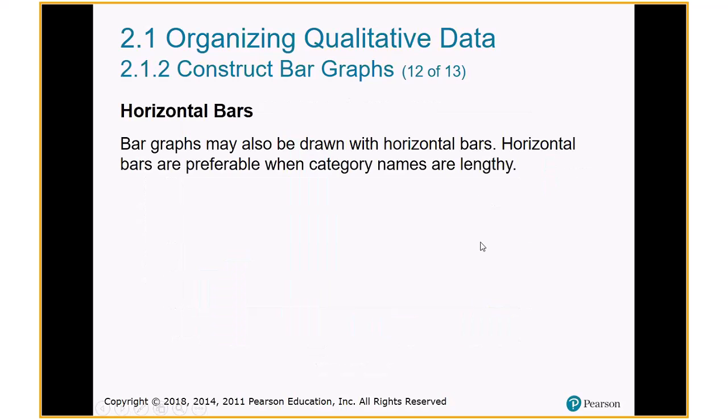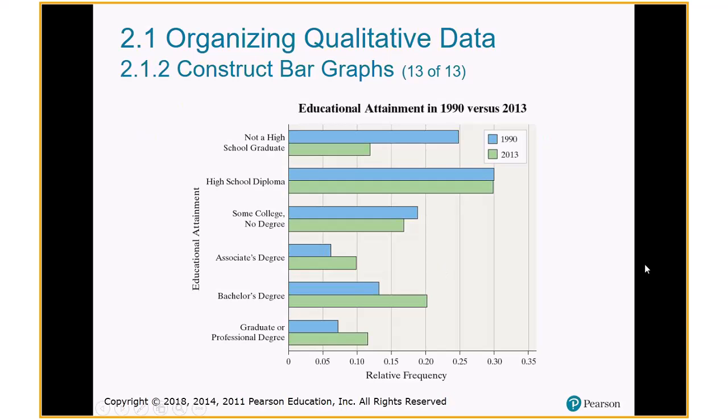Anyway, horizontal bars, not used very much. They're used in certain cases, this is for your information. Let's see if they got, there's one right there. Usually you're going to see a horizontal chart when there's a lot of categories. It's a little bit better to show with a lot of categories. Okay? Not a high school graduate, high school diploma, blah, blah, blah.